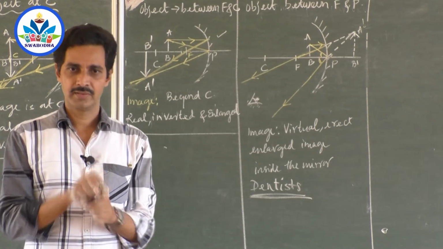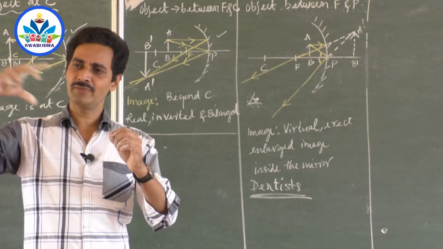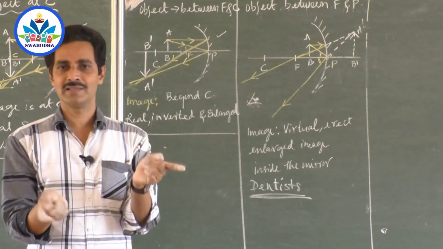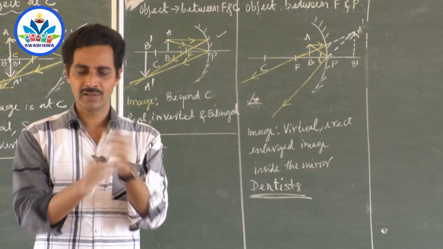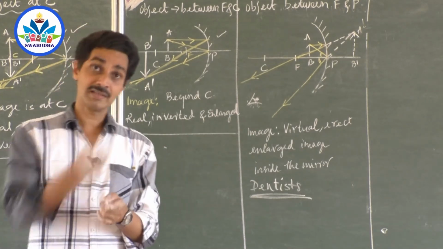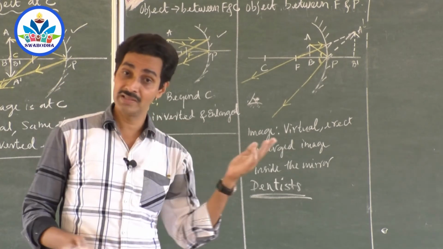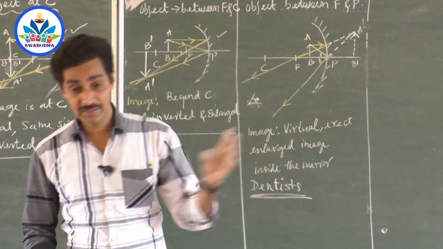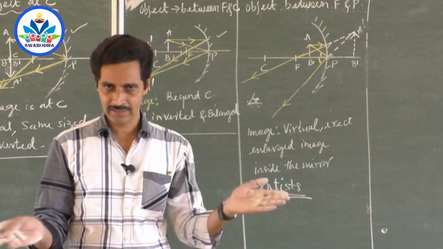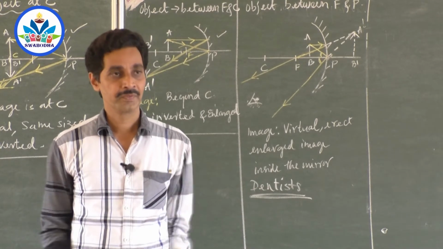Object at focus. From the focus, rays after reflection should become parallel. Image at infinity. So these two are the cases which are one contrary to the other. Object at infinity, image at focus. Object at focus, image at infinity. At infinity, it is an enlarged image. If the image is formed at focus, it is highly diminished. Okay, one contrary case is over.